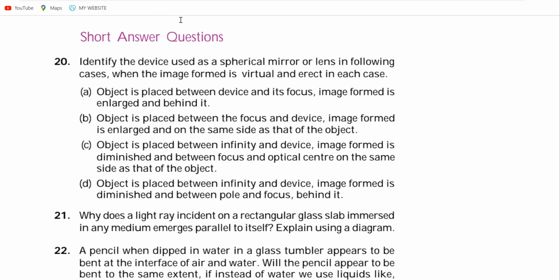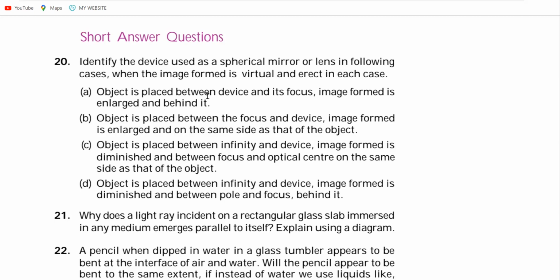Okay, let us talk about question number 20. Identify the device used as a spherical mirror or lens. We have also discussed this one. An object is placed between the device and its focus. The image formed is enlarged and behind it.